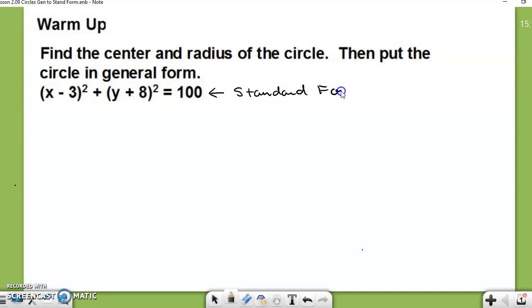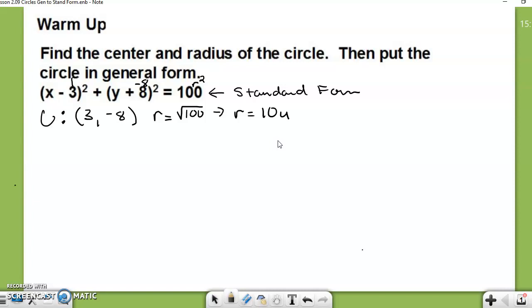When an equation is in standard form, we can see that our center, we'll just do C for center, is our H value, which is the 3, and our K value, which had to be negative 8, in order to change this to a positive. Now our radius, lowercase r, this, remember, is r squared. It's going to be the square root of r squared. So our radius would equal 10 units.